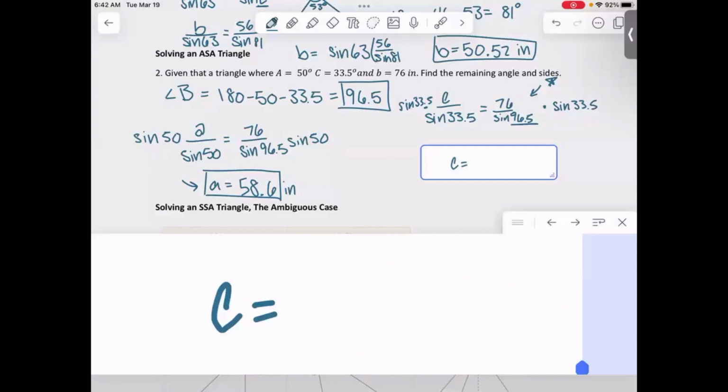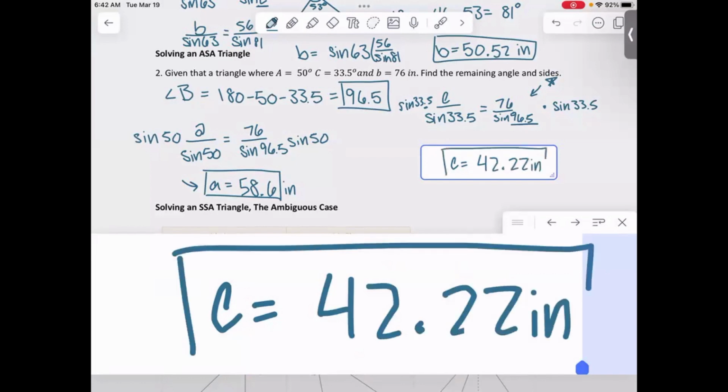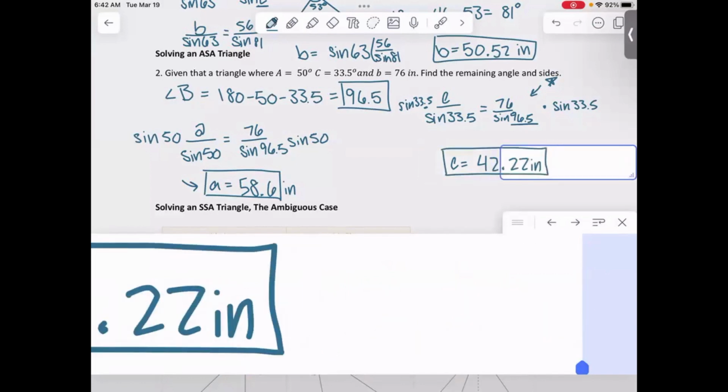42.22. And once again, this is in inches. So now I'm done. I've solved all three things it's asking me to do. It was trying to have me solve the missing side, the missing two sides, and the one missing angle. So we have done that. So hopefully seeing this, you guys are like, okay, I kind of remember doing that, and how we can use law of sines to solve different things for us.